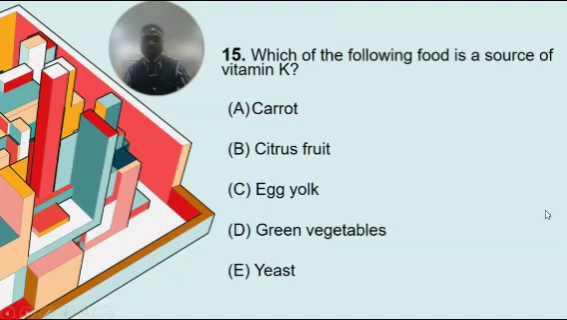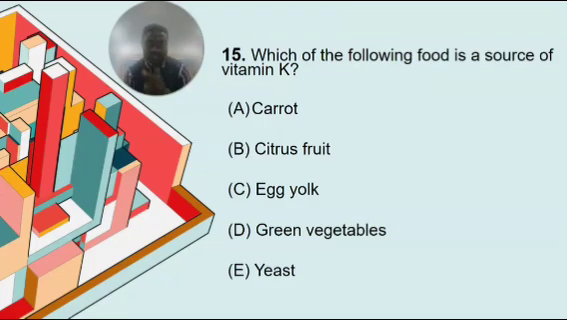Okay, moving on. Question 15 says, which of the following foods is a source of vitamin K? We have different types of vitamins: vitamin A, vitamin B, vitamin C, vitamin D, vitamin E. There's no vitamin F. We move to vitamin K and so on and so forth. Then what option would you go for? Is it option A, carrot? Option B, citrus fruits? Option C, egg yolk? Option D, green vegetables? Option E, yeast.